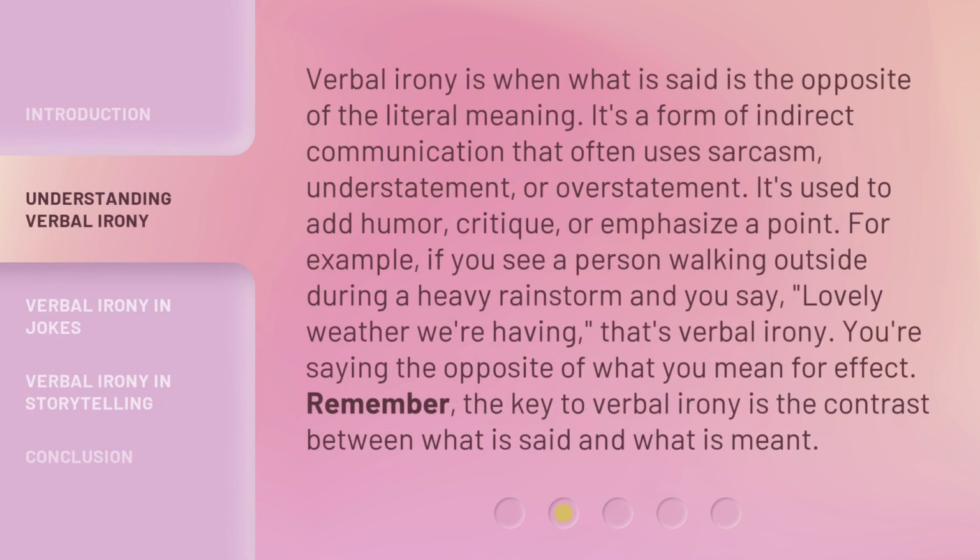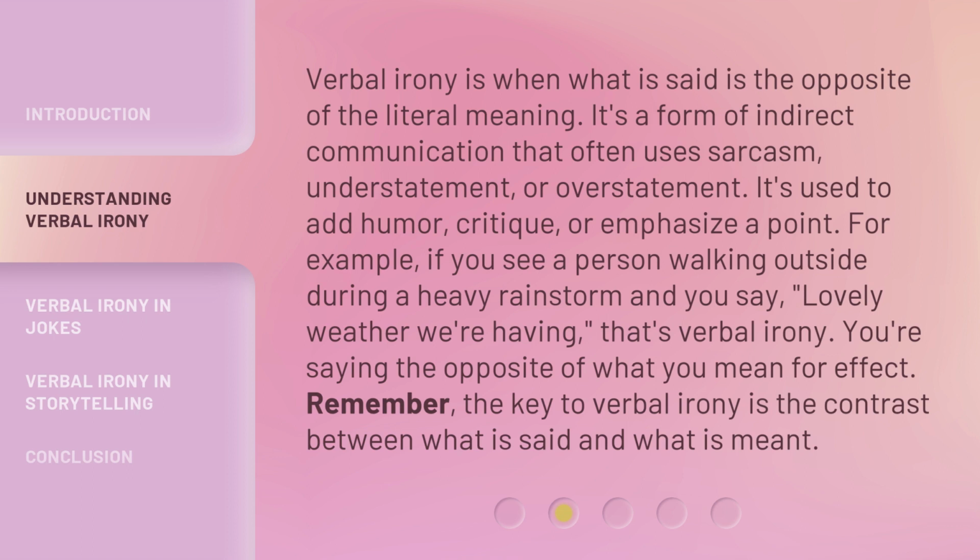Verbal irony is when what is said is the opposite of the literal meaning. It's a form of indirect communication that often uses sarcasm, understatement, or overstatement. It's used to add humor, critique, or emphasize a point.